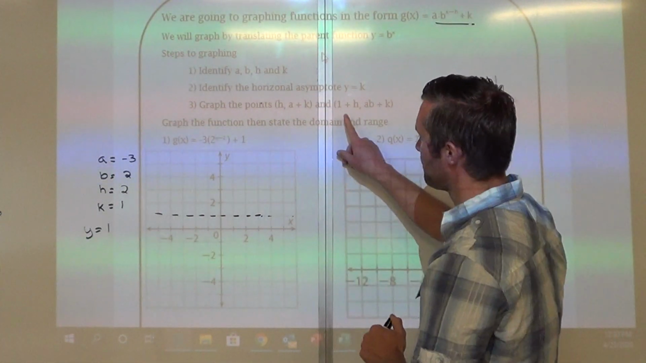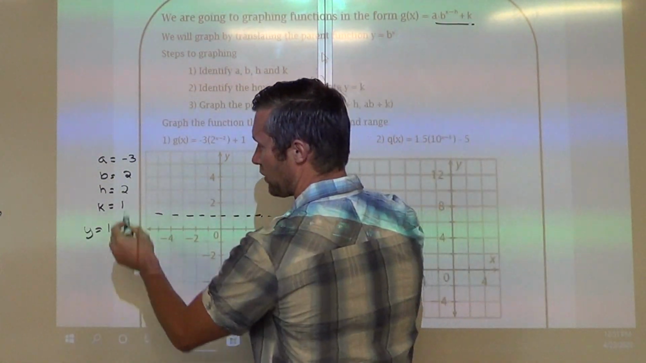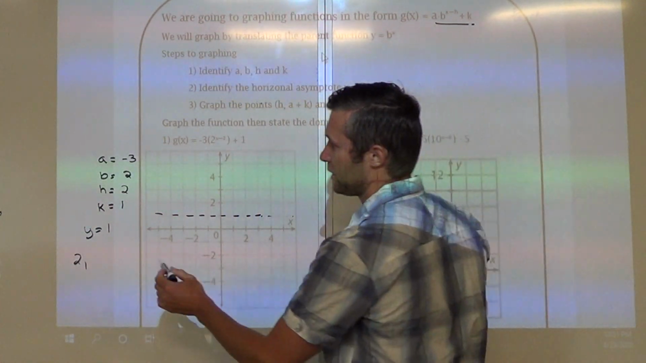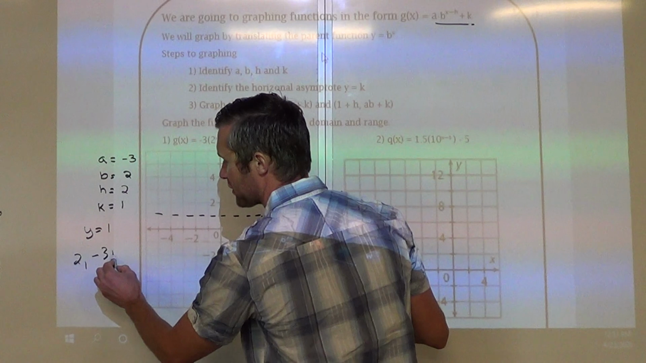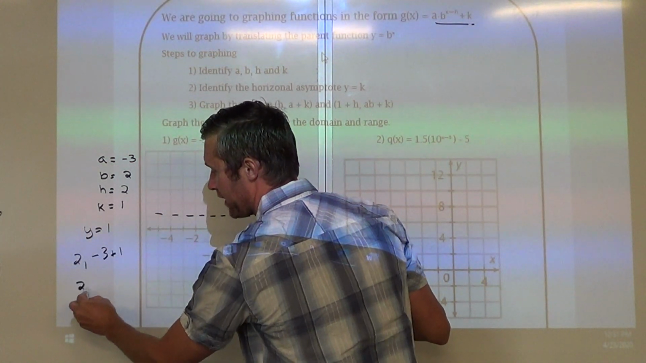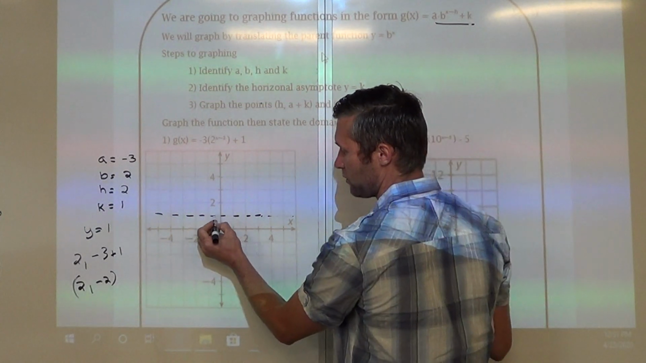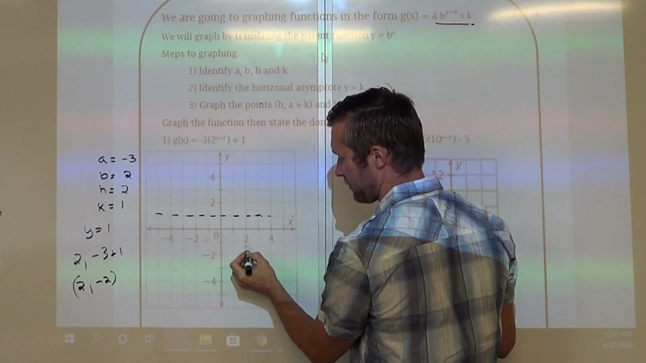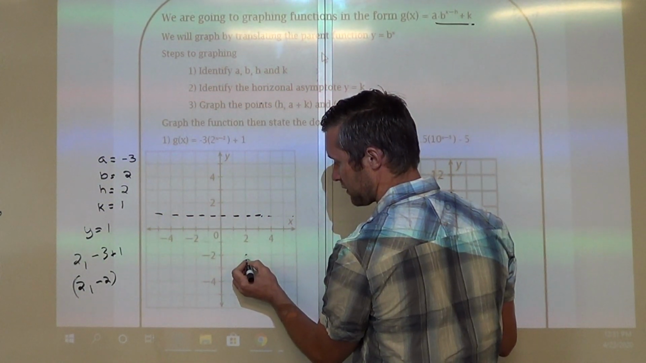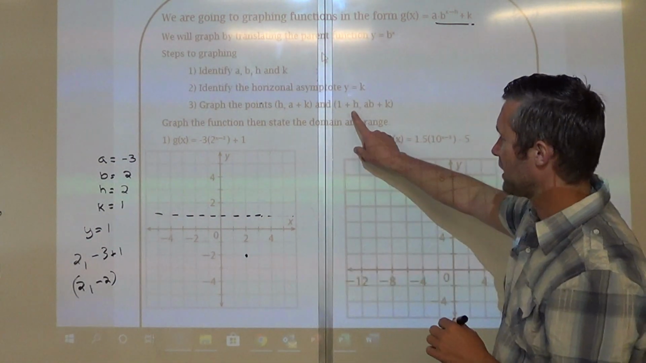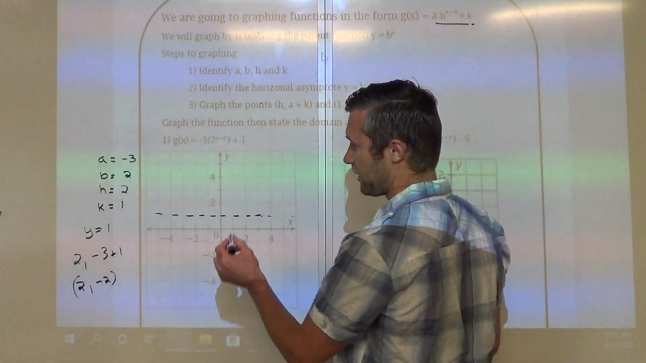Next, our first reference point is just our h value. So our h value is 2. And then a plus k. So our a value of negative 3 plus our k value of 1. So we have a first point at 2, negative 2. So 2, 1, 2, negative 2. Down there.